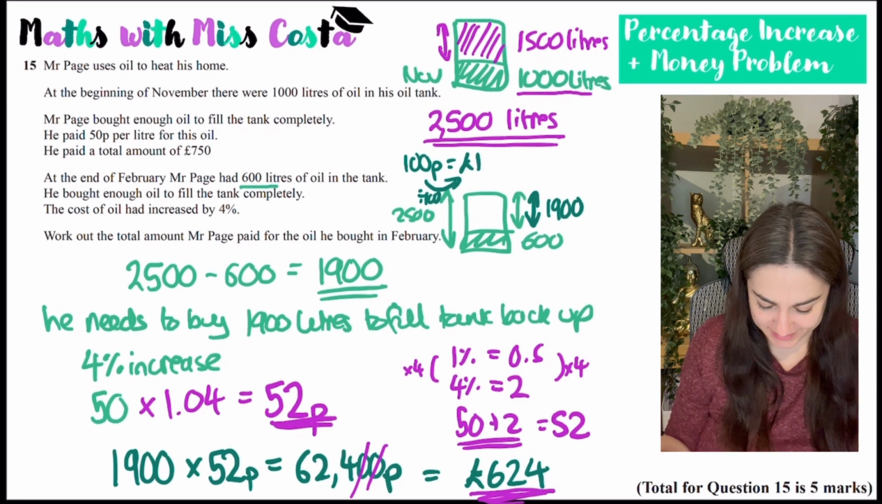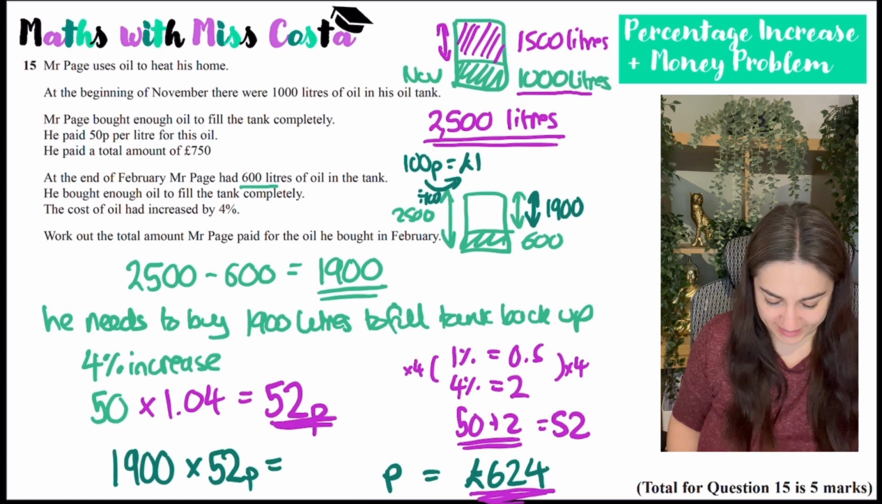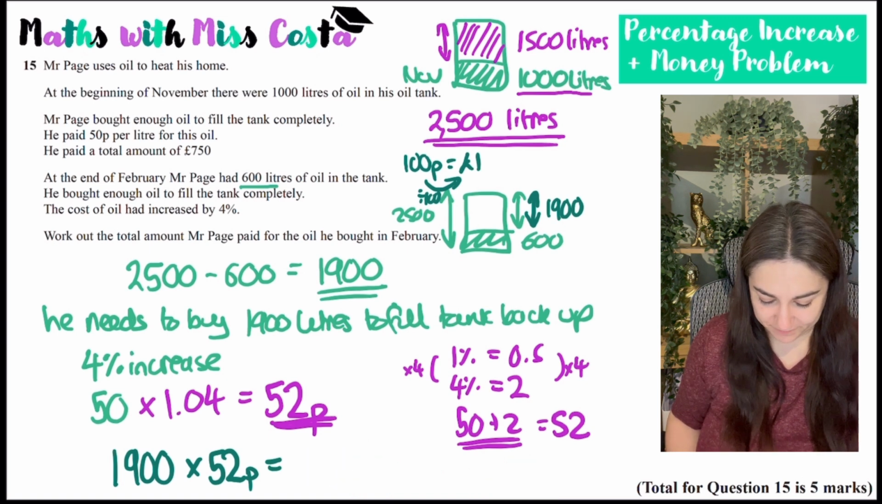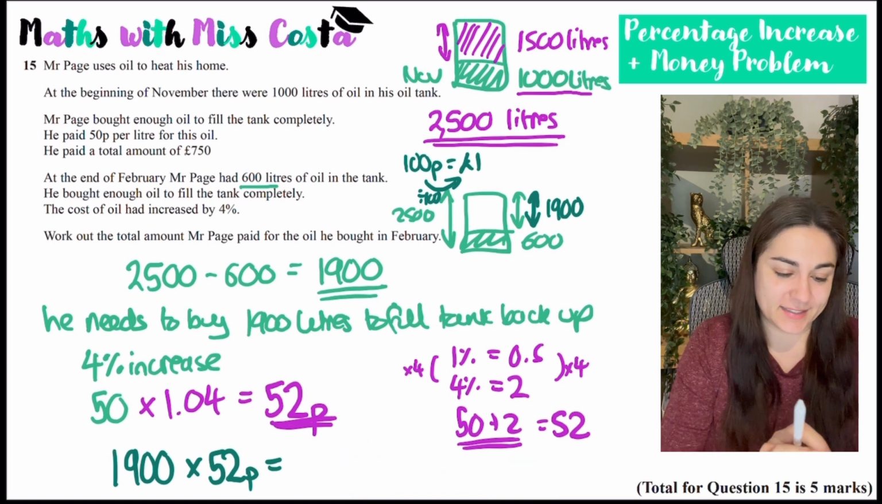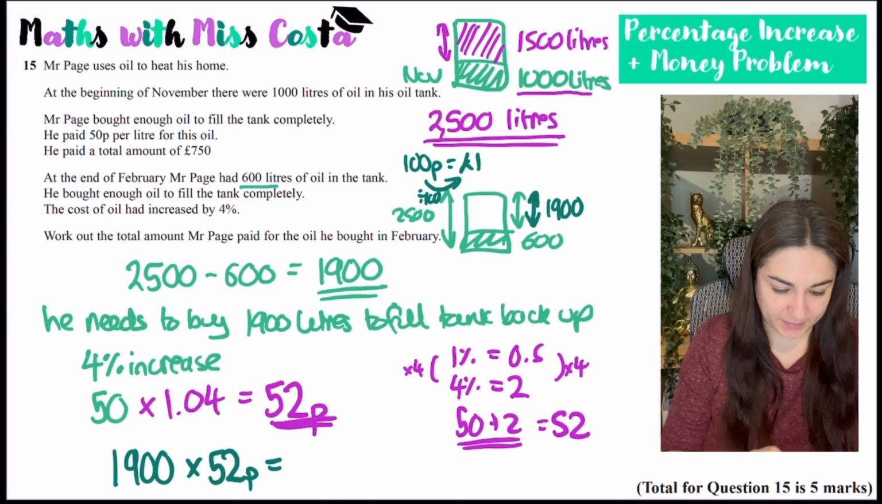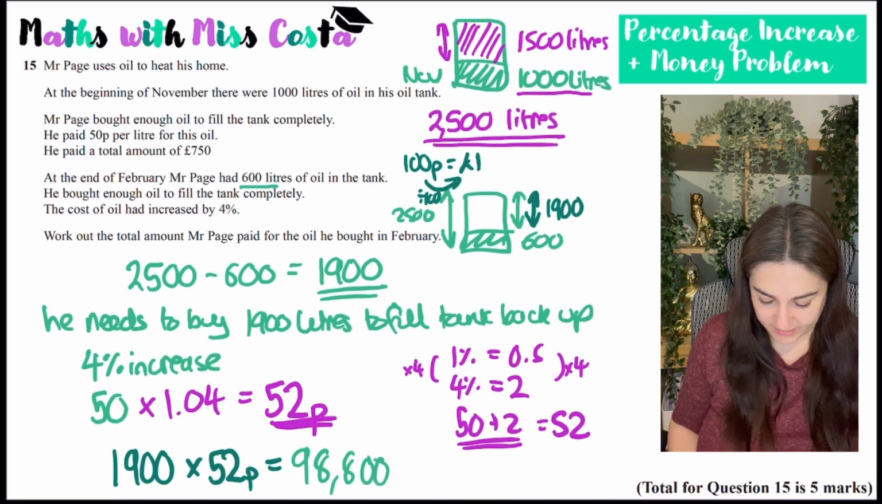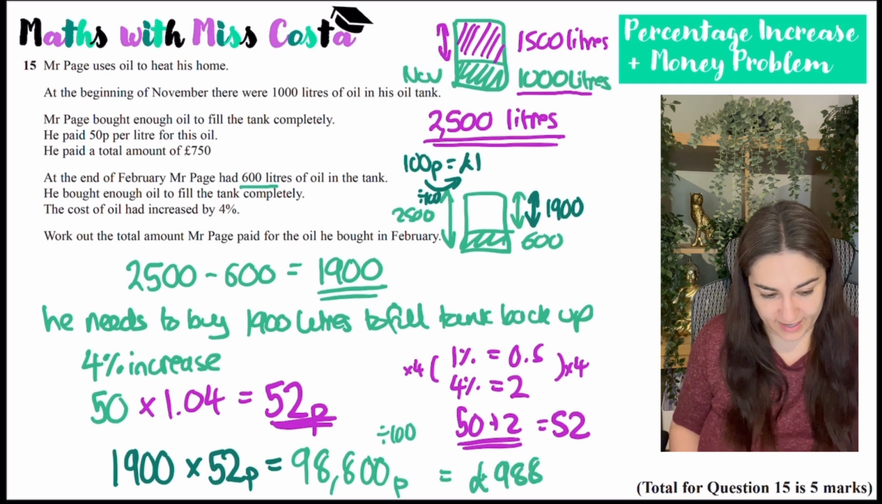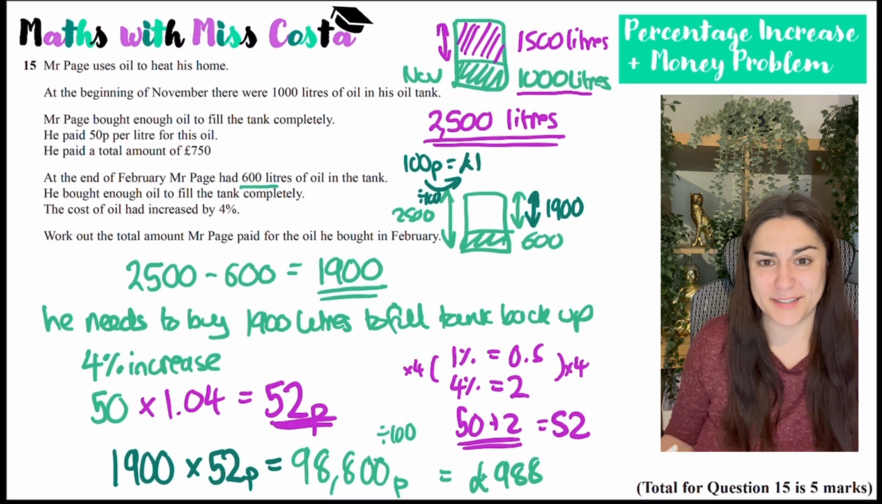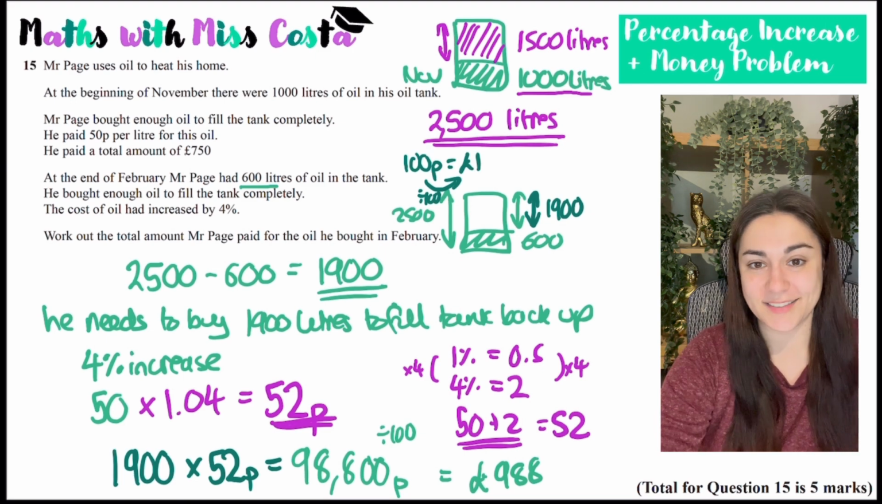Okay, so I've just looked at this question again and I don't know what I typed into my calculator, but it's definitely not this. So 1,900 times by 52 is 98,800. So divide it by 100 to turn it into pounds is going to be 988 pounds. So sorry for the confusion that might have caused.